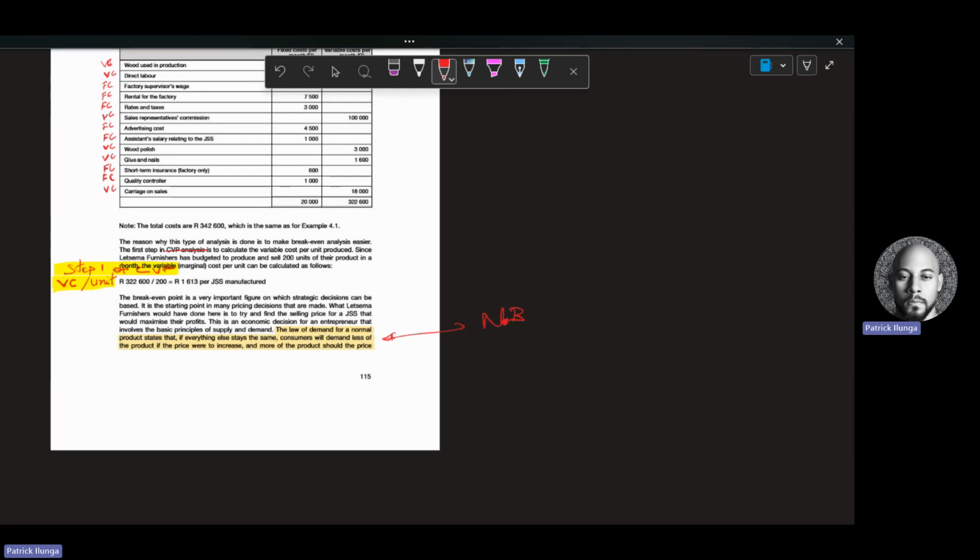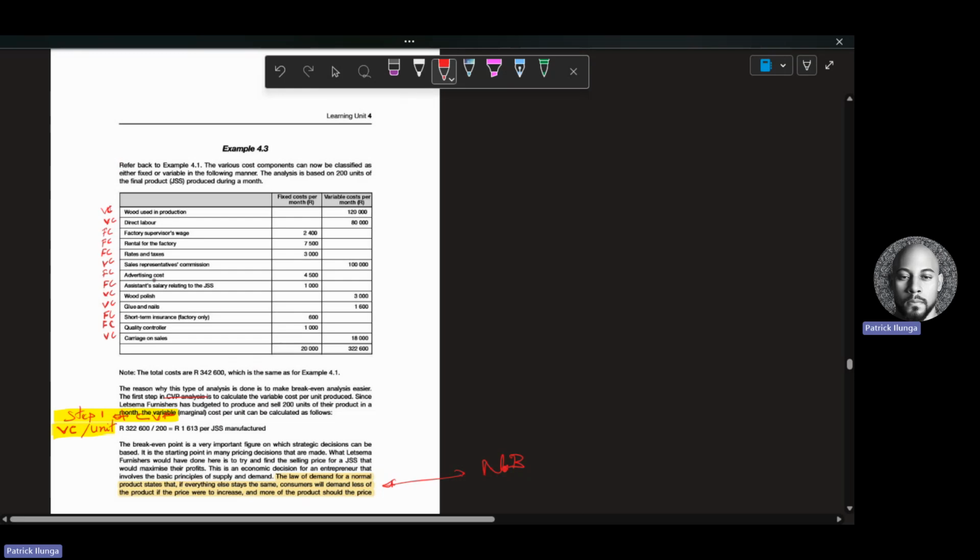That's the first thing you need to do, the variable cost per unit. But there is this classification that you need to do before you finalize this question, right? You have to find the fixed costs and you have to find the variable costs. So it's very important for you when you are reading. For example, wood used in production, that's a variable cost, right? Direct labor, variable cost, right? Factory supervisor's wage, obviously that is a fixed cost, right?